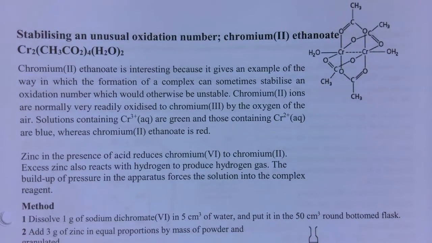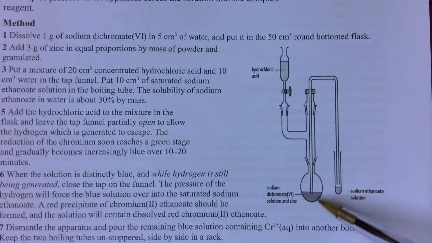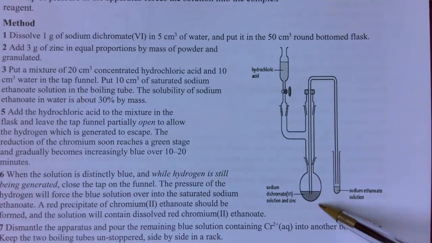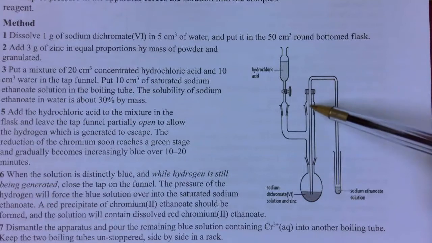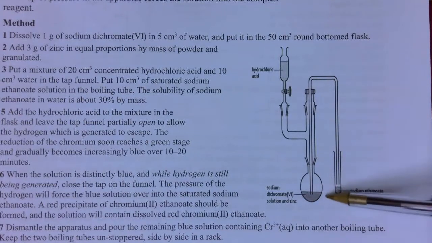However, if we complex it, in other words, if we turn it into a complex ion, we can kind of trap the chromium in the +2 oxidation state. And that's what we're going to do with this experiment. So we have this set up. Here we are generating our chromium 2+ by reacting sodium dichromate and zinc solution with some acid. Once this has gone blue, we use the pressure from the hydrogen, which is also being released, to push the chromium 2 species up and into the sodium ethanoate solution. When it reacts with that sodium ethanoate solution, it complexes and forms a red complex.